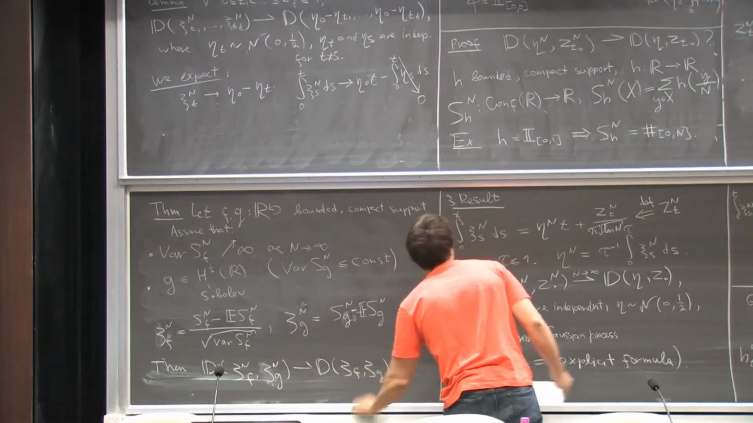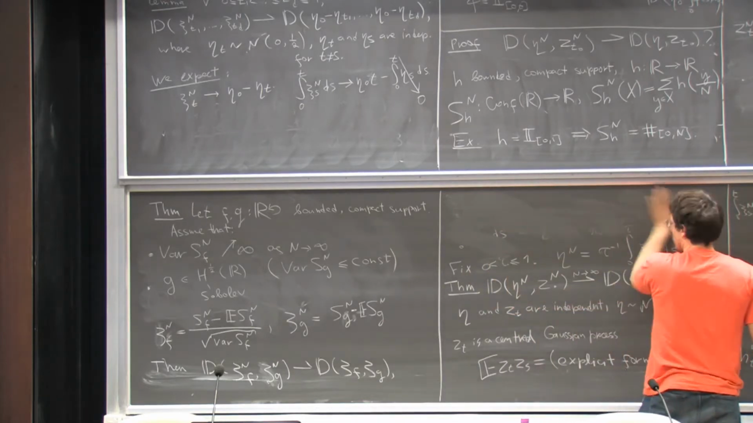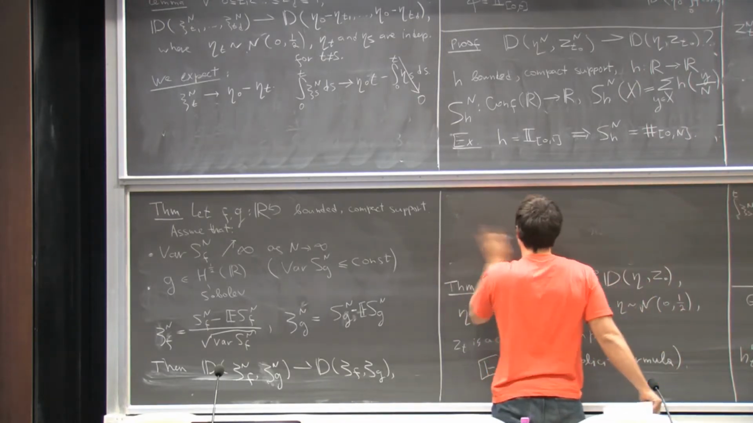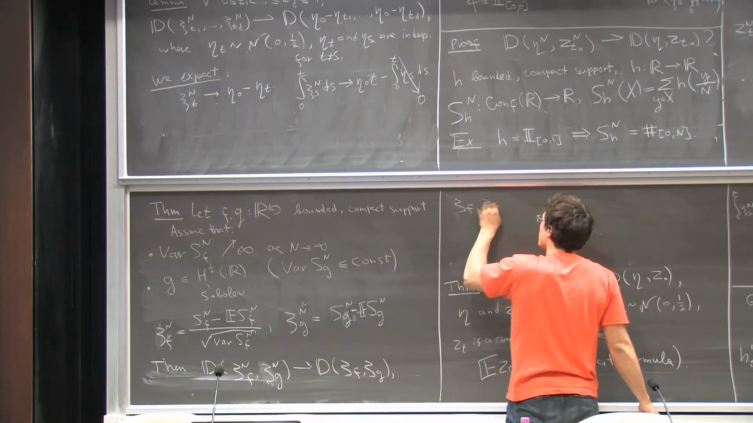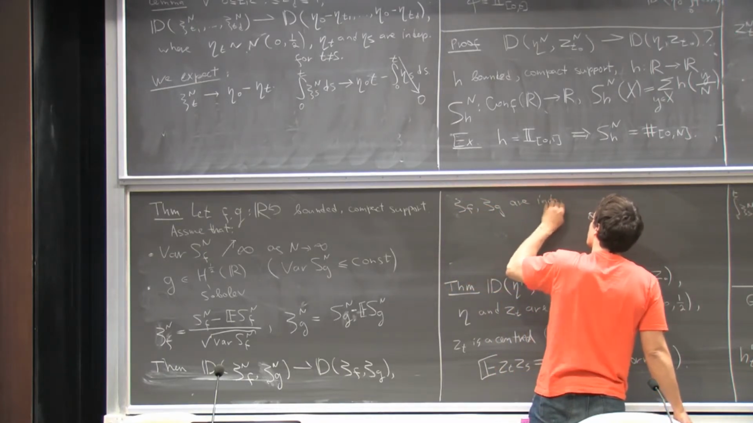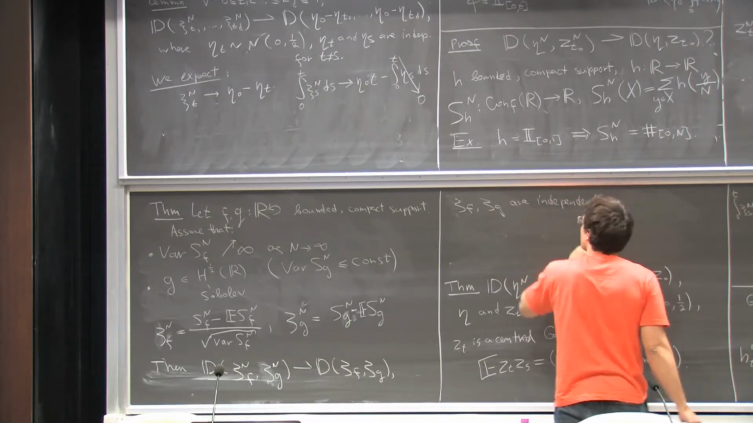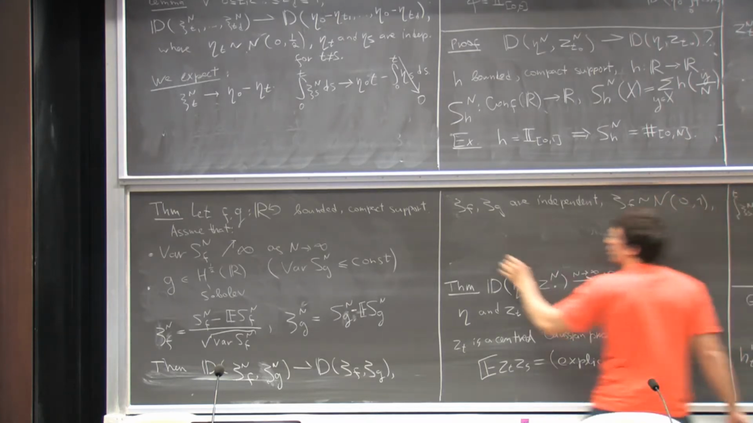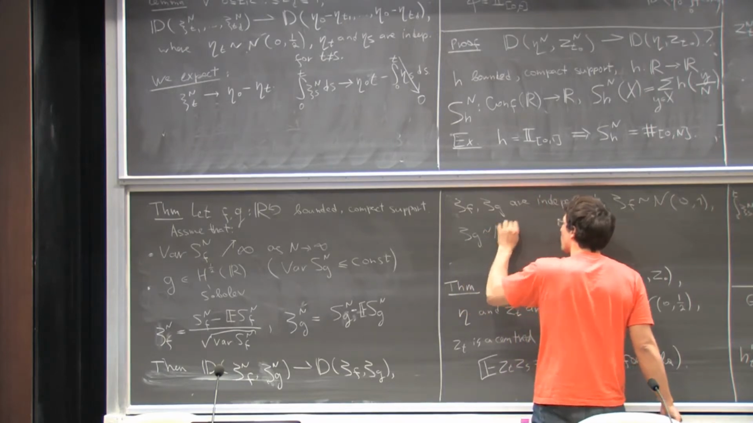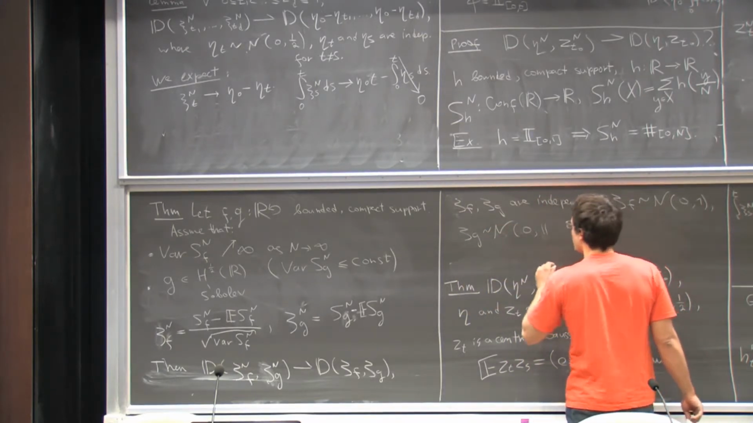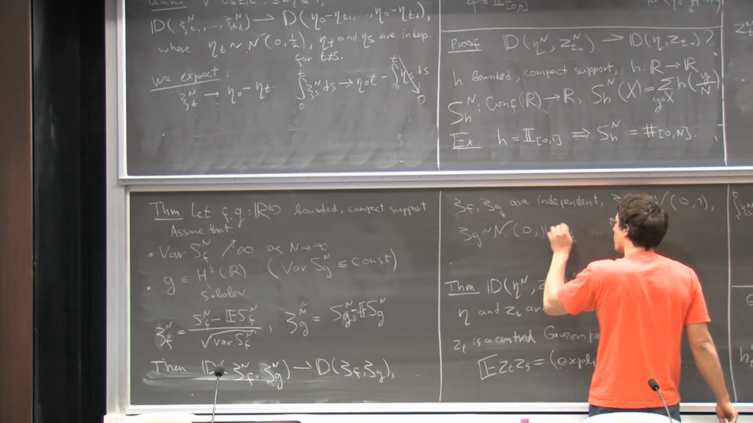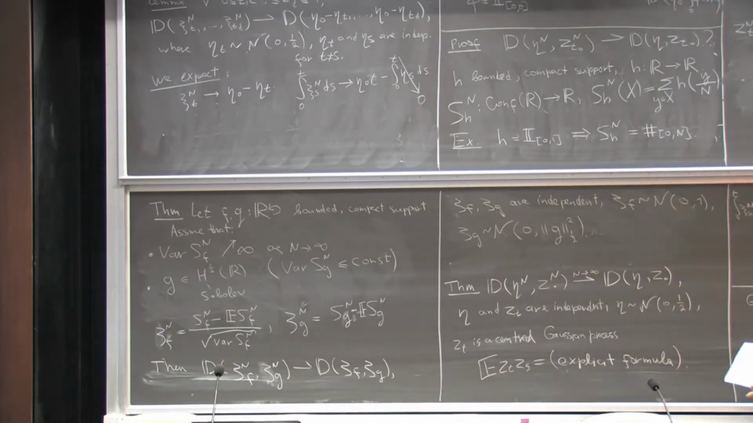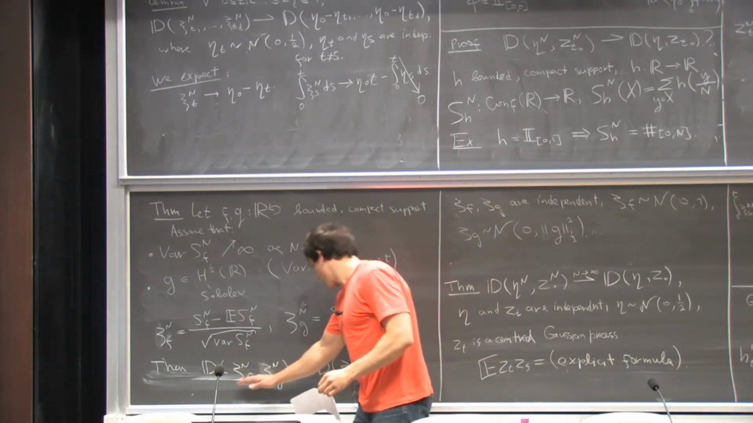zeta_j, which are first of all independent. So zeta_f, zeta_j are independent. Zeta_f has standard normal law, and zeta_j has normal law with the parameters 0, and then you have the squared H^{1/2} norm of the function j. So let me discuss this theorem first for the marginal convergences.